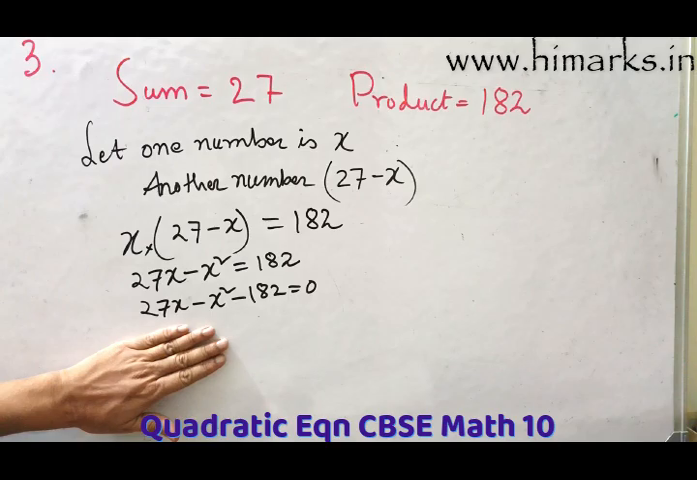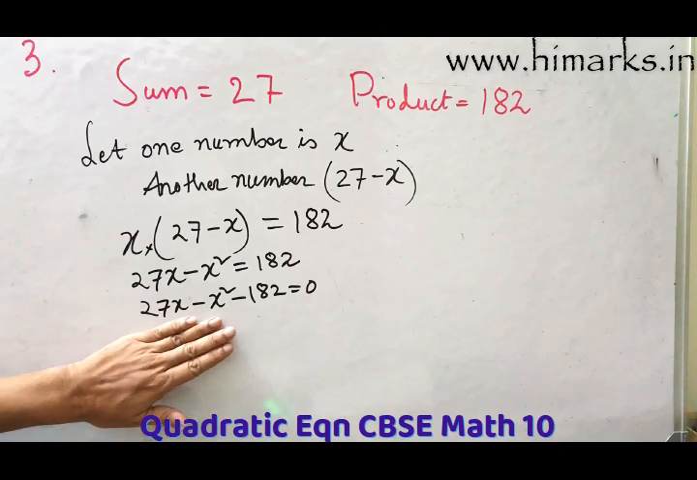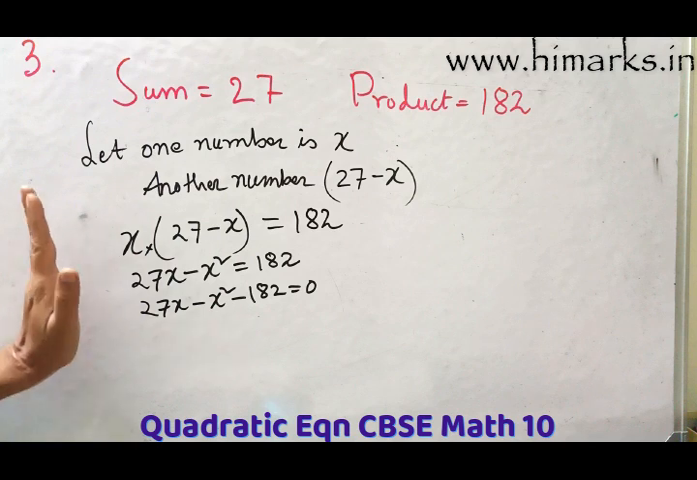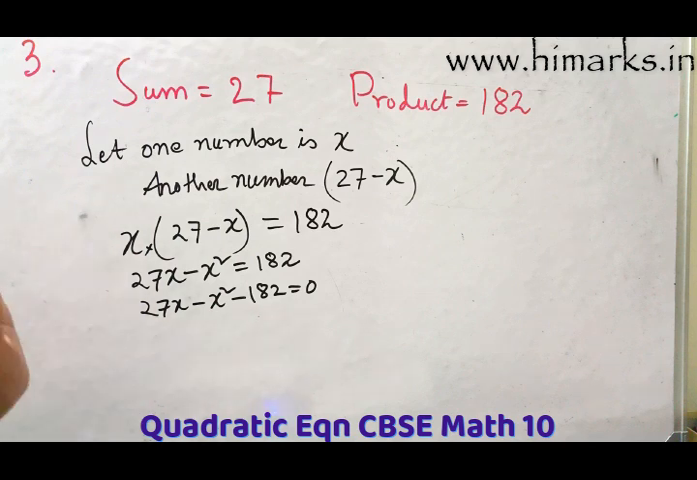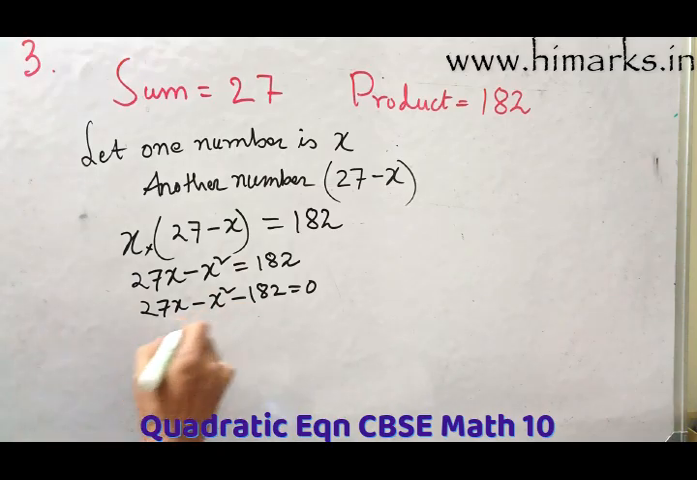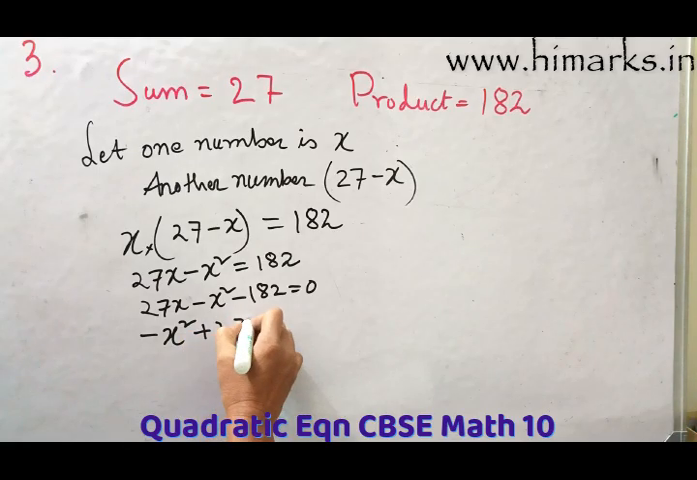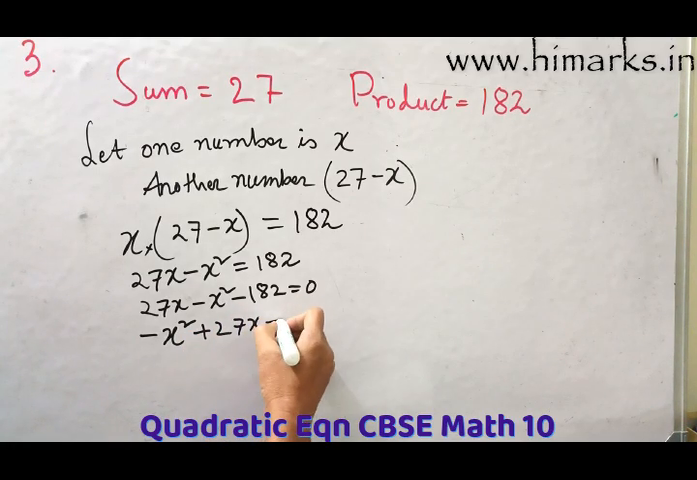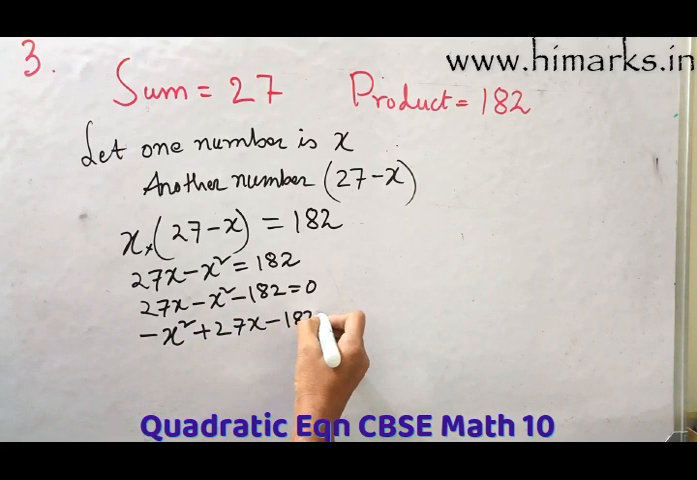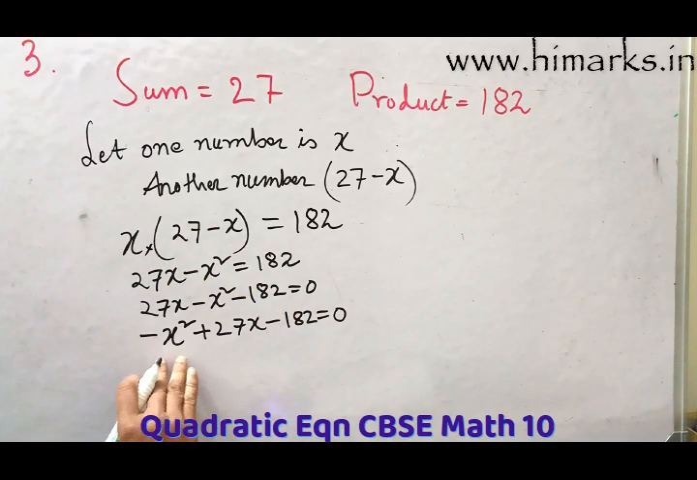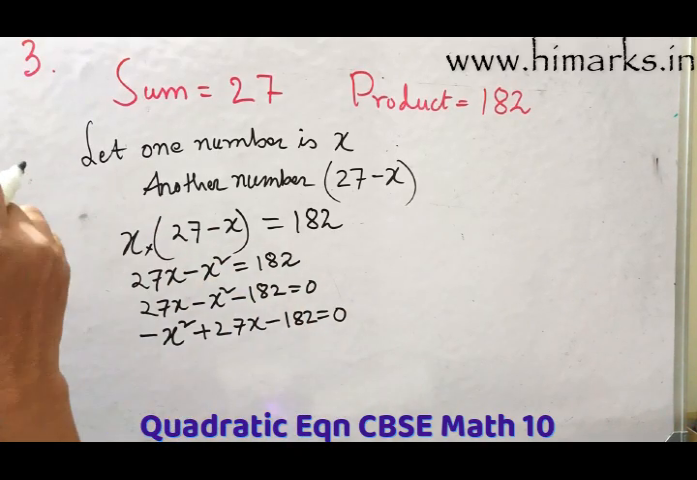Okay, so for that, what we'll do here, you have to put it in a proper format. What is that? Ax square plus bx minus c. Then the x square term should come first. So here you reorder it again. Minus x square plus 27x minus 182 equal to 0. So now it is in format.